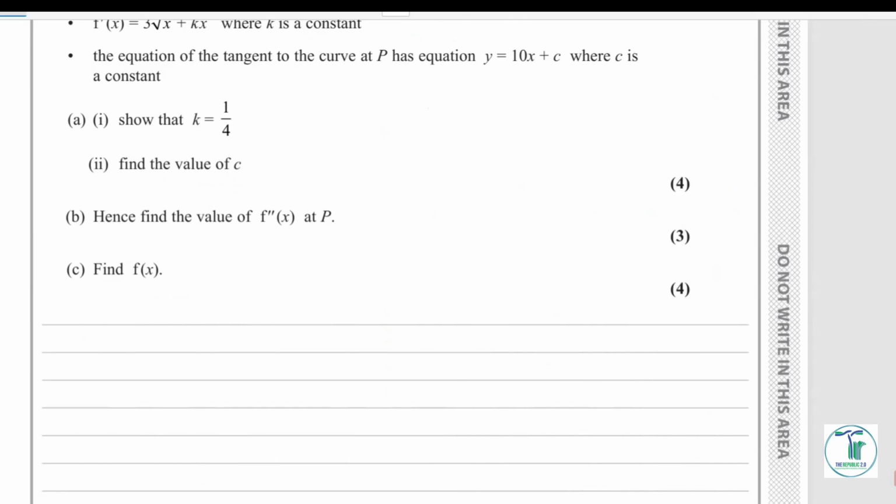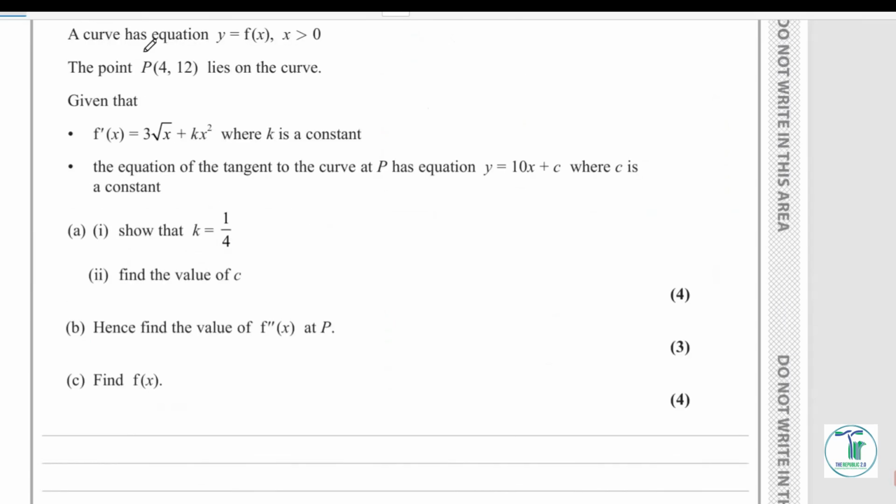Now we have got this question number 8. The curve has an equation. The point P lies on the curve, given that the derivative of that curve is 3 root of x plus kx squared, where k is a constant. The equation of the tangent to the curve at P, right? So what does that mean? That this line and this curve have a common point, that is P. It has the equation 10x plus c, where c is a constant. Show that k is equal to 1 by 4.